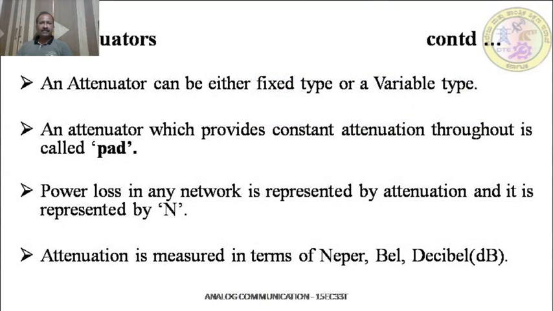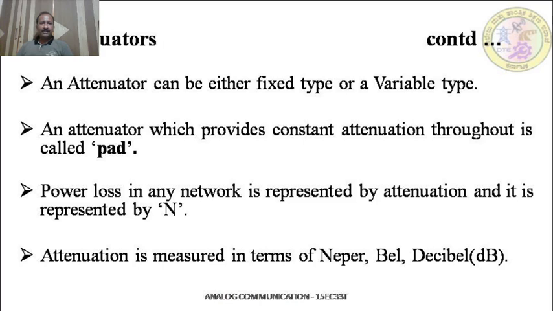Next, attenuators. The attenuators can be either fixed type or variable type. An attenuator that produces constant attenuation is called a fixed attenuator. One that gives variable attenuation is called a variable attenuator. An attenuator which provides constant attenuation throughout its operation is called a pad.